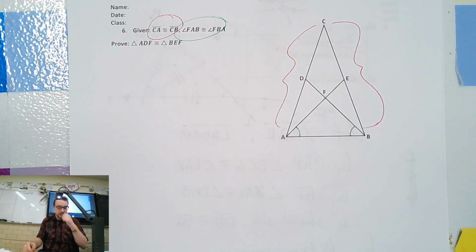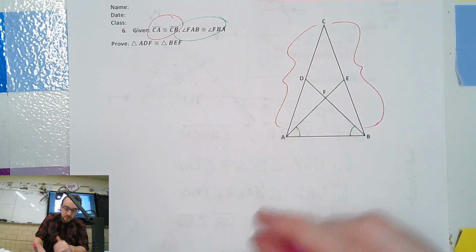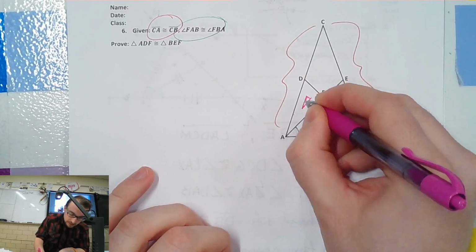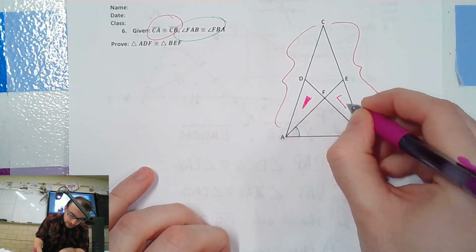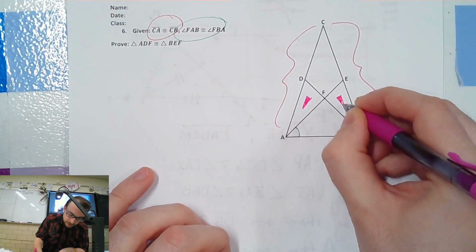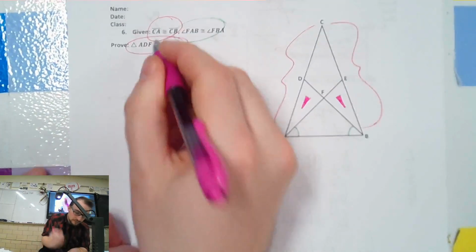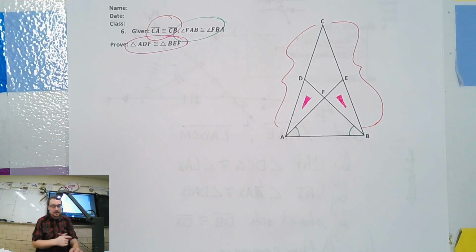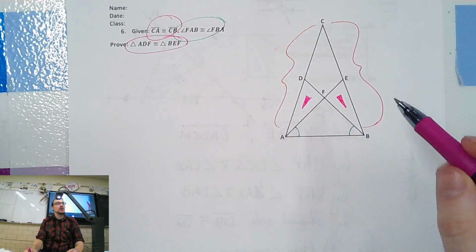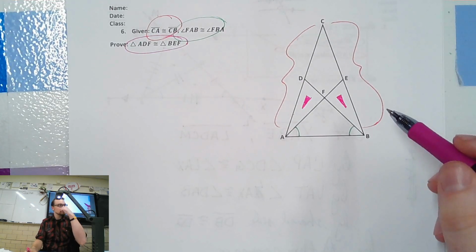Okay. ADF and BEF we want to prove congruent. So I'm going to mark that so you can see what our goal is. Letters are hard, but pictures are good. So these are the two pink triangles I want to prove congruent. Right now I have absolutely no information about them. So that's a good start.